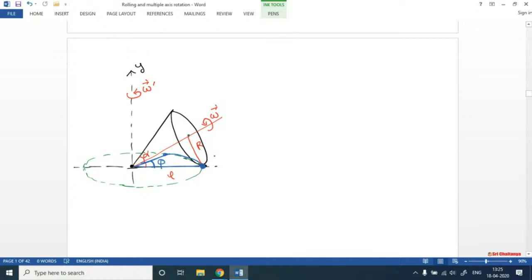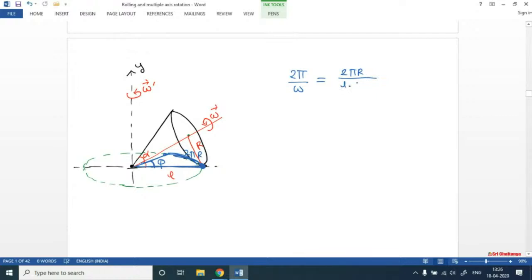So in this case, again, we will be writing the same type of equation. The time taken for one complete circular motion about this axis would be nothing but 2 pi by omega, and this phi here would be nothing but, this length is 2 pi r definitely, and the radius of this arc is l. So phi here would be equal to 2 pi r by L.